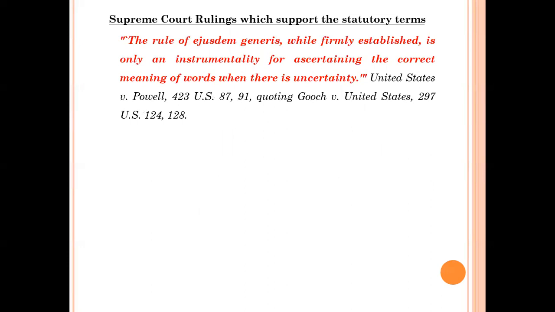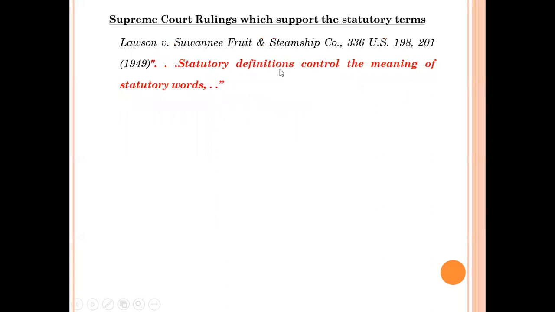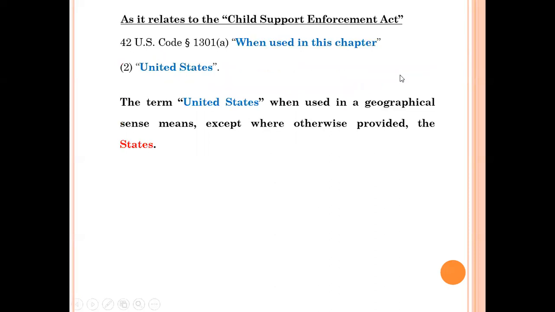The rule of ejusdem generis, while firmly established, is only an instrumentality for ascertaining the correct meaning of words when there is uncertainty. But how can it be uncertainty when I just provided you with the meaning of the term defined according to that particular term? Boom. When a statute includes an explicit definition, we must follow that definition, even if it varies from that term's ordinary meaning. Come on, people, let's talk. Statutory definitions control the meaning of statutory words. Simple, simple, simple. As a rule, a definition which declares what a term means excludes any meaning that is not stated. Boom. Means. Let's go to the word United States. The term United States means, except where otherwise provided, the states. Boom.